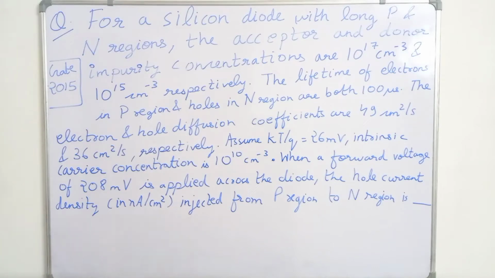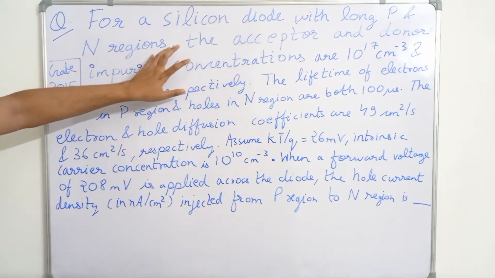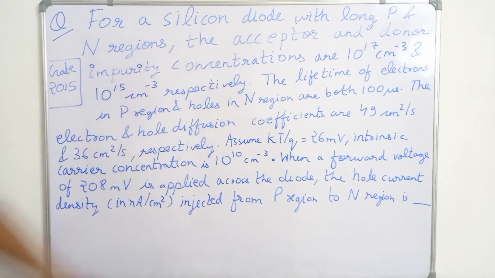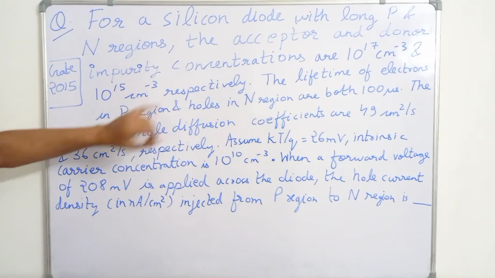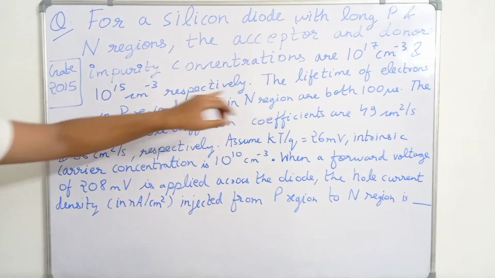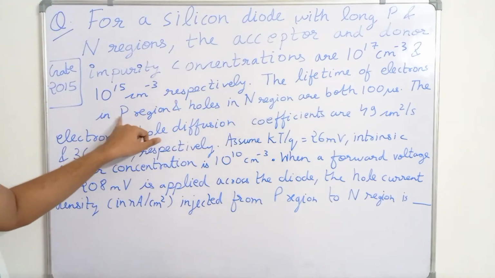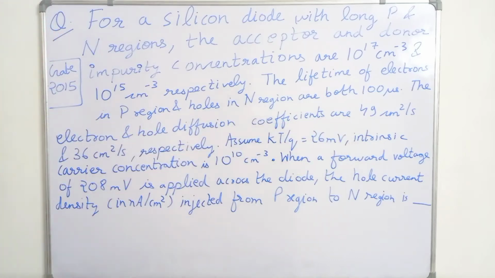Welcome. In this video we are solving a question from GATE 2015. We are given that for a silicon diode with long P and N regions, the acceptor and donor impurity concentrations are 10 to power 17 per centimeter cube and 10 to power 15 per centimeter cube respectively. Then the lifetime of electrons in P region and lifetime of holes in N region are given to us as 100 nanoseconds both. So both are same.